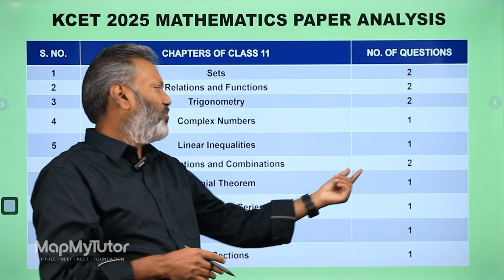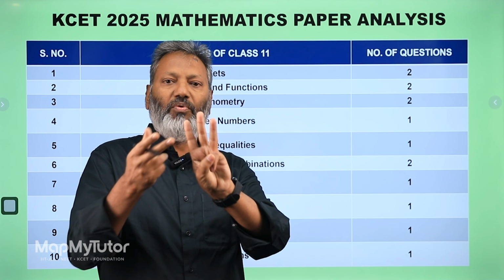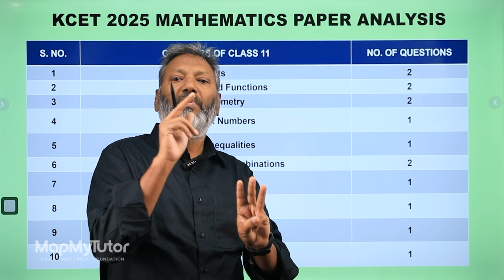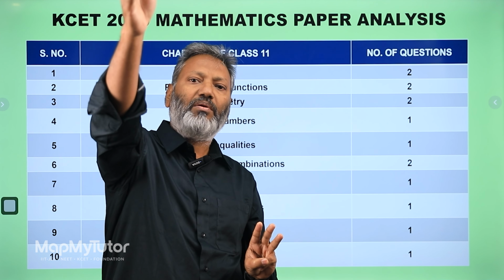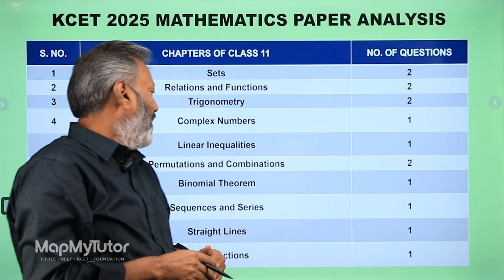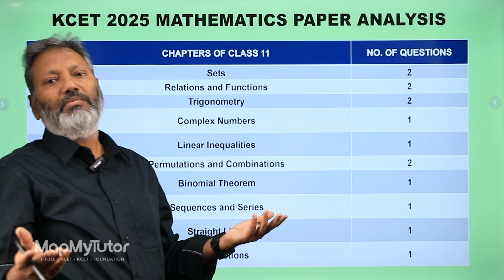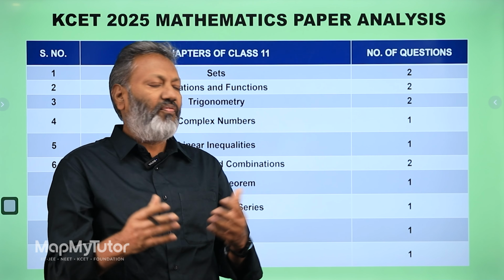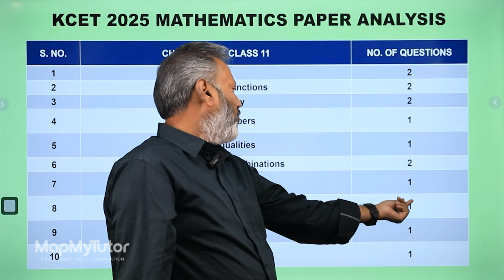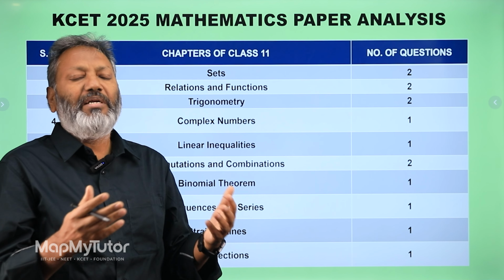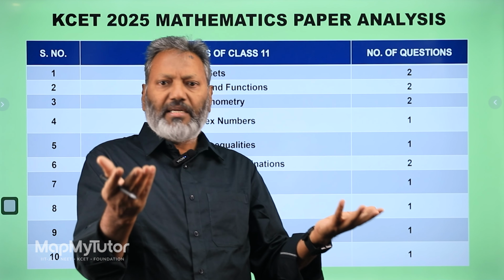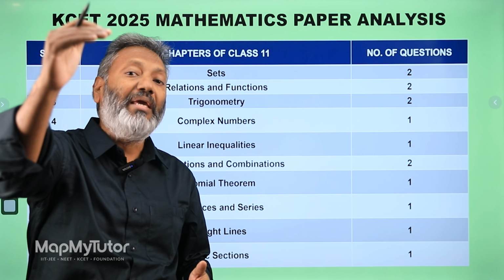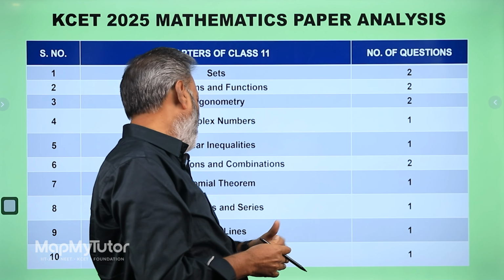Binomial theorem: only one question. Very simple, 3 concepts. One is number of terms, the other is general term, and the third is middle term or middle terms. Maximum they can go to independent term. That's it. And then comes sequences and series. There are only two: arithmetic progression and geometric progression. In both the sequences, they're asking only one question. It depends on nth term or general term, and then sum of n terms. Hardly do they go up to means, like arithmetic mean and geometric mean.